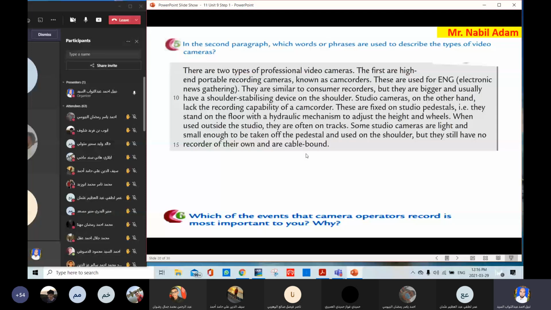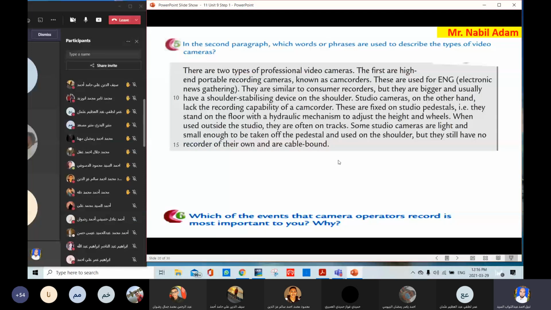Azzeddin: Similar to consumer recorders. So here, these professional cameras are similar to consumer recorders. Good. Thank you. Amin: Camcorders. Camcorders is the name of one of the professional cameras. Can you describe them? They are used for electronic news gathering. So they are portable. You can carry them on your shoulder.